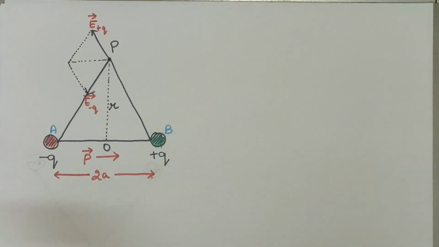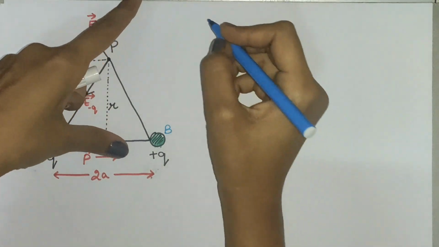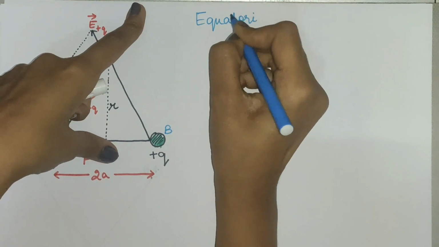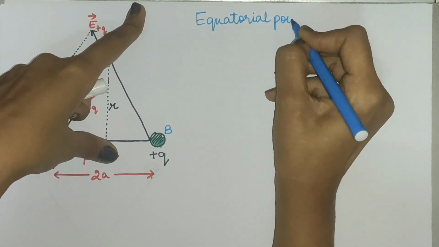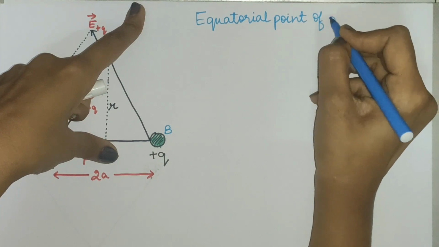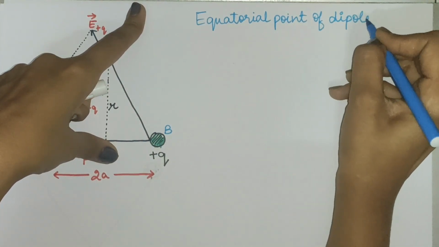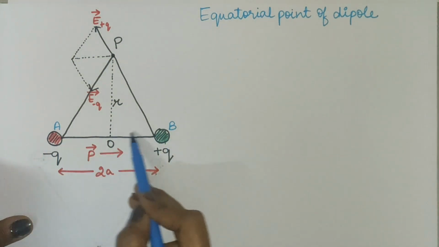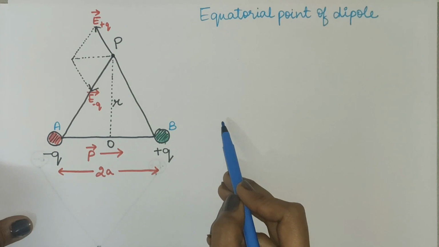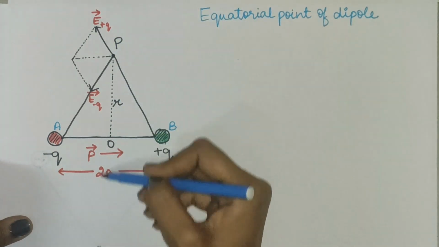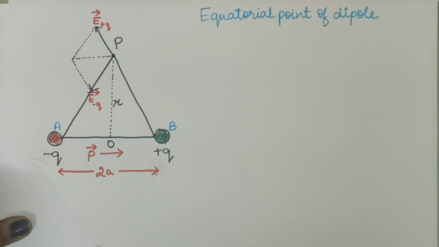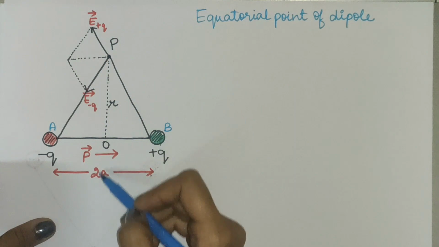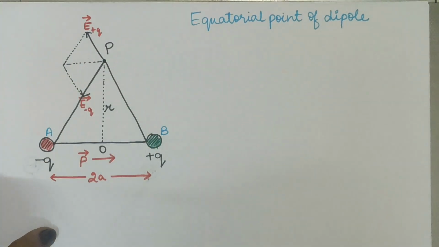Students, today we are going to find electric field at an equatorial point of dipole. Now in the previous video we had discussed about the axial and the equatorial axis. The axis which joins the centers of the two charges of the dipole is the axial axis, and the one which is perpendicular to the dipole is the equatorial axis. Now we are going to find electric field at a point which lies on this equatorial line of the dipole.